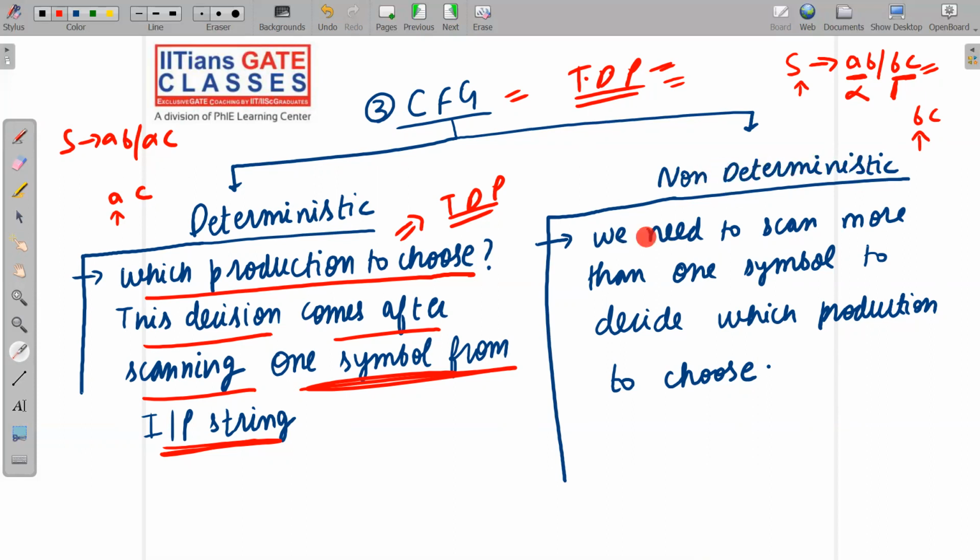Non-deterministic means we need to scan more than one symbol to decide which production to choose. I hope I have made the point clear. Deterministic means the decision about which production to choose comes after scanning one symbol from the input string, and non-deterministic means we need to scan more than one symbol to decide. Please note it down, and I will jump to the next slide now.